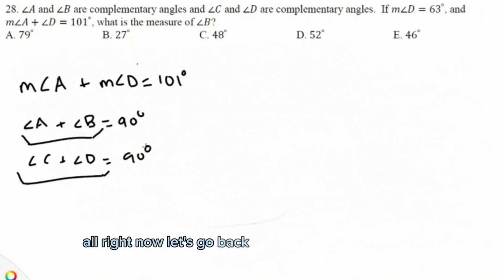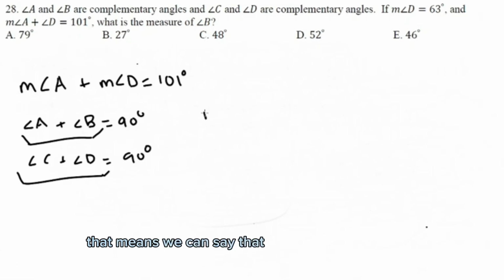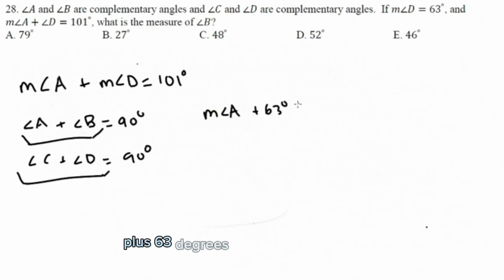Alright, now let's go back to this equation right here. The measure of angle A plus the measure of angle D is equal to 101. We know what the measure of angle D is. The measure of angle D is 63 degrees. That means we can say that the measure of angle A plus 63 degrees is equal to 101 degrees.